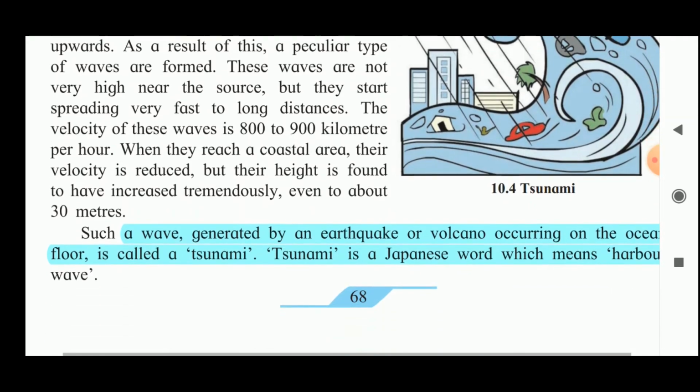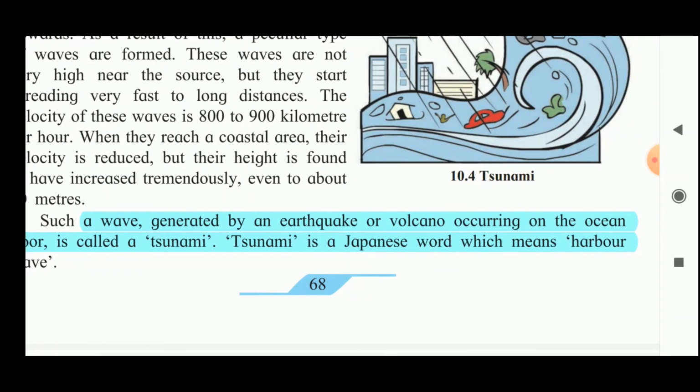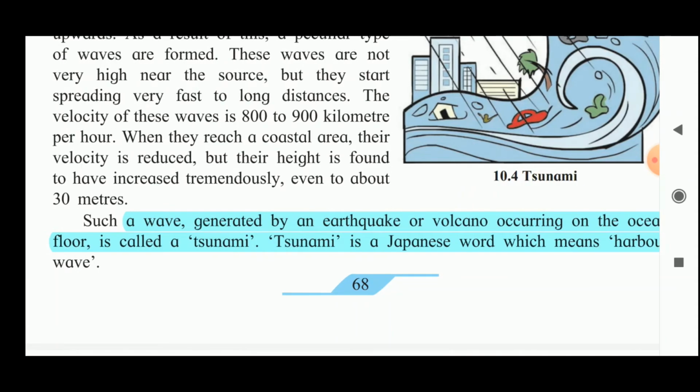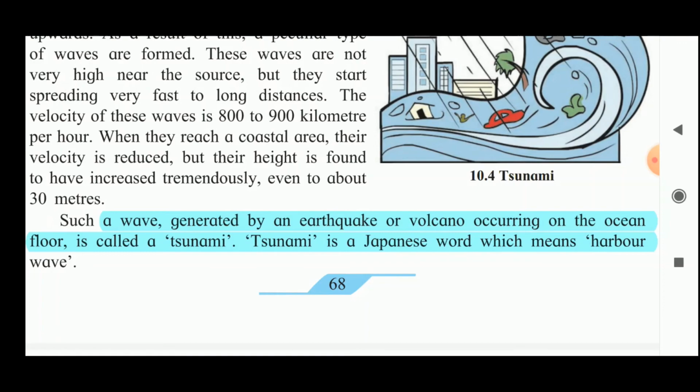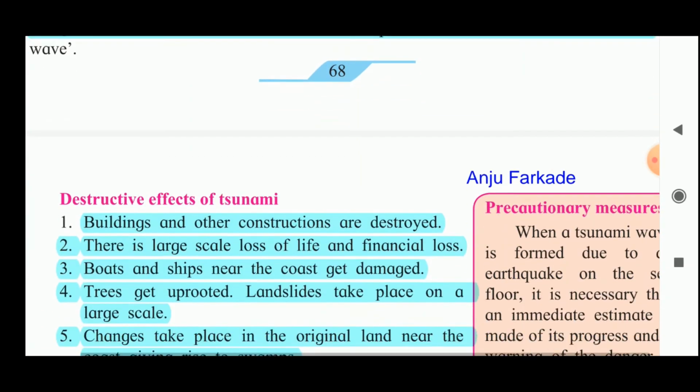So such a wave generated by an earthquake or a volcano occurring in an ocean is called a tsunami. This tsunami is a Japanese word that means harbor waves.